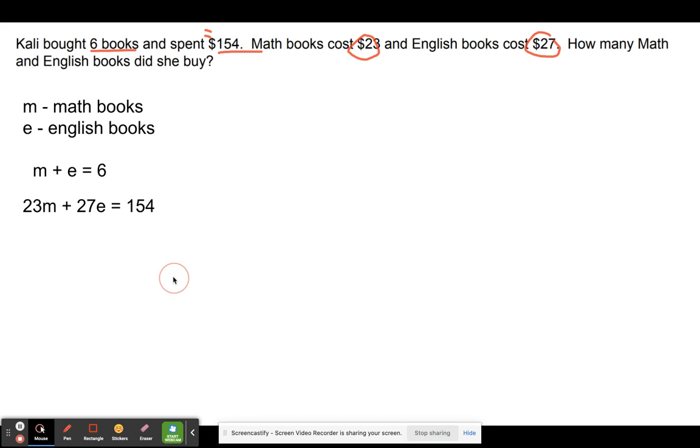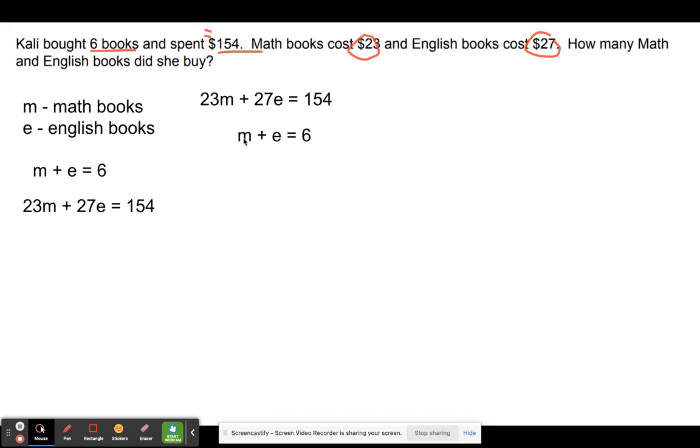Okay, so now we're going to set these two equations up. And notice how I put the one that has the smaller numbers on the bottom, because that's the one we're going to change and multiply. Now, neither of these equations, just like the last one, are set equal to one of the variables or have one of those M or E by itself. So we're going to do elimination.